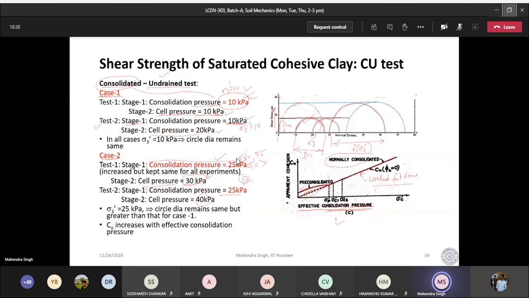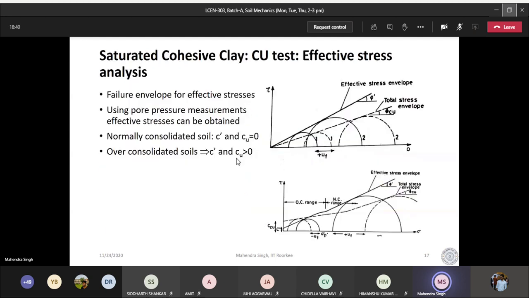So you have to remember that if it is below the pre-consolidation pressure or above the pre-consolidation pressure, the behavior will be different. We will try to see this again if I draw the stress envelopes, the failure envelope. If I am doing a consolidated undrained test, we are consolidating it at a certain pressure. An effective failure envelope or a total failure envelope, for both we can plot.